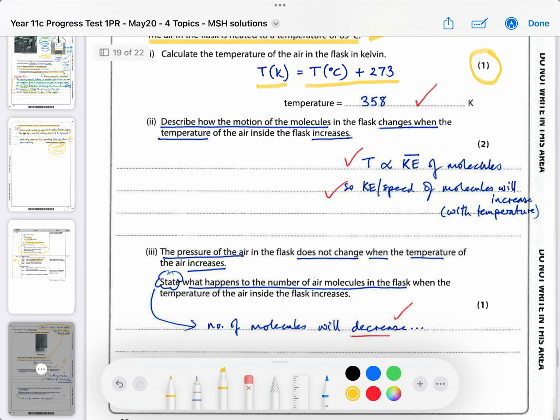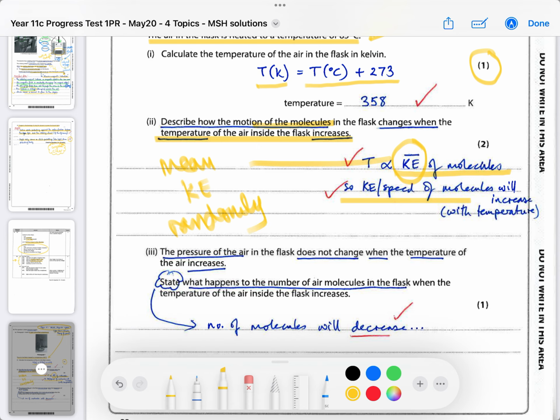Now, describe how the motion of the molecules of air in the flask changes when the temperature increases. So when the temperature increases, they speed up. Yeah, 1 mark. Because temperature is proportional to the mean kinetic energy of the molecules. This sign above that means the mean kinetic energy. Mean kinetic energy, okay, is what increases. Because obviously they are all moving randomly.